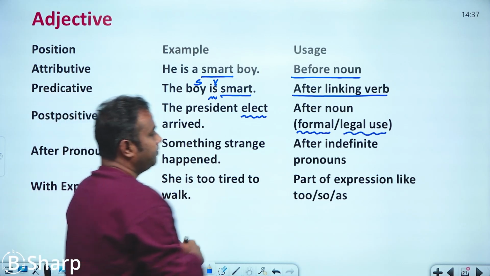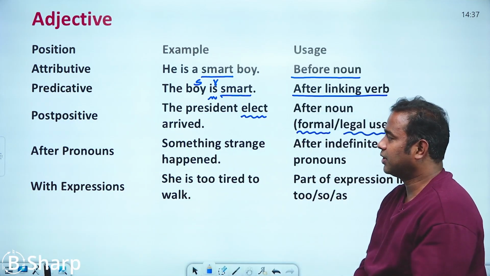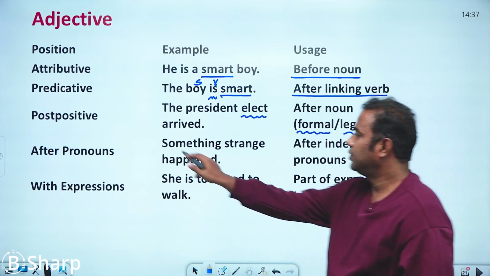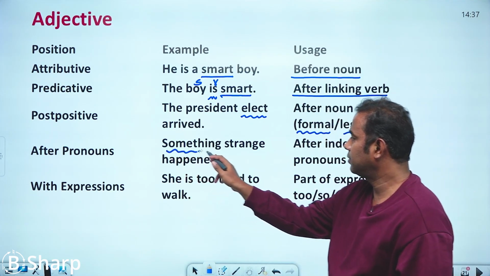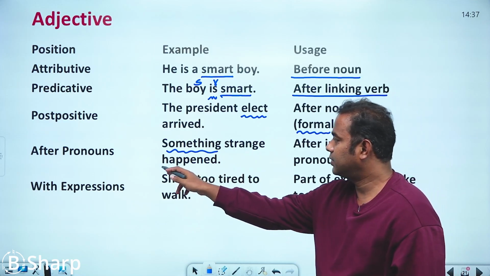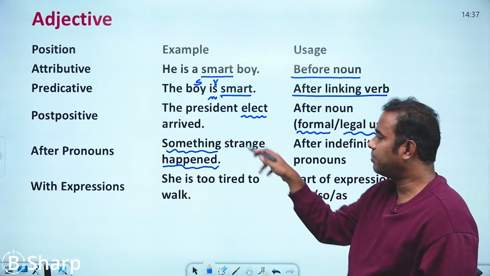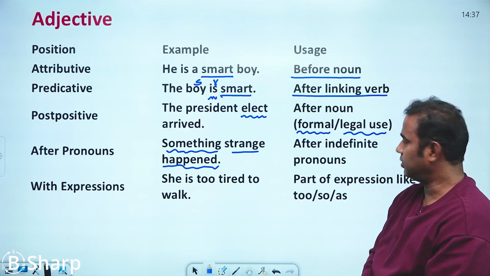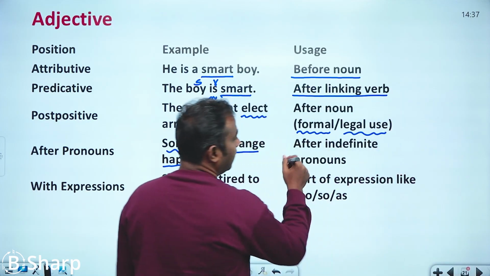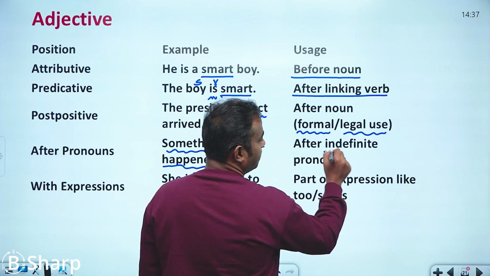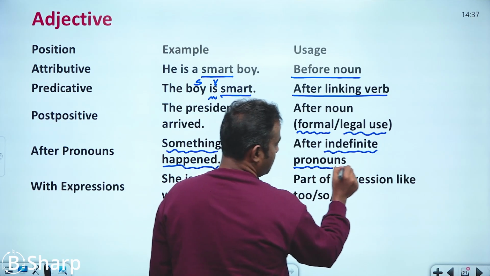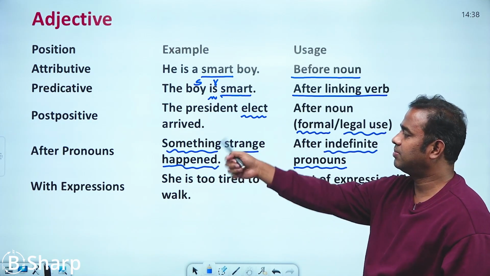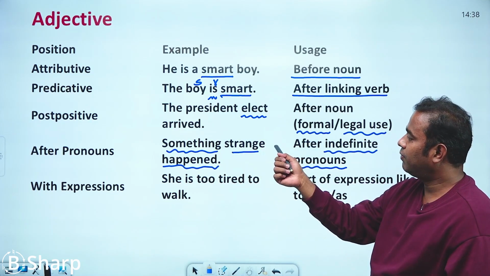Then after the pronouns. What do you mean by after the pronouns? Something strange happened. So after the pronoun something, the adjective strange comes. It is basically an indefinite pronoun, and when you use an adjective after the indefinite pronoun, the strange is basically what you are going to express here.